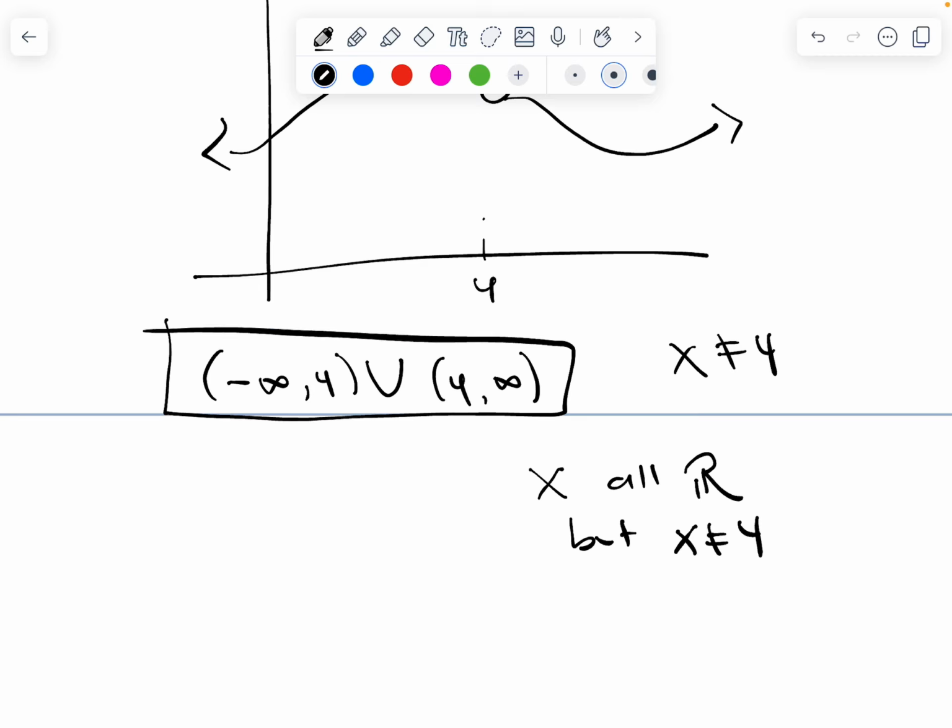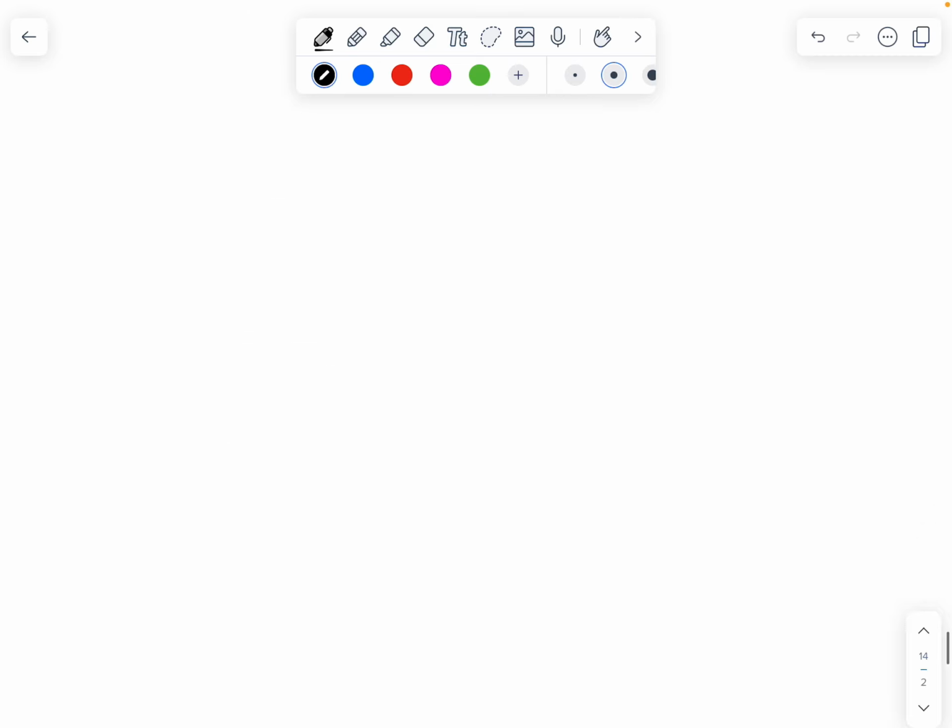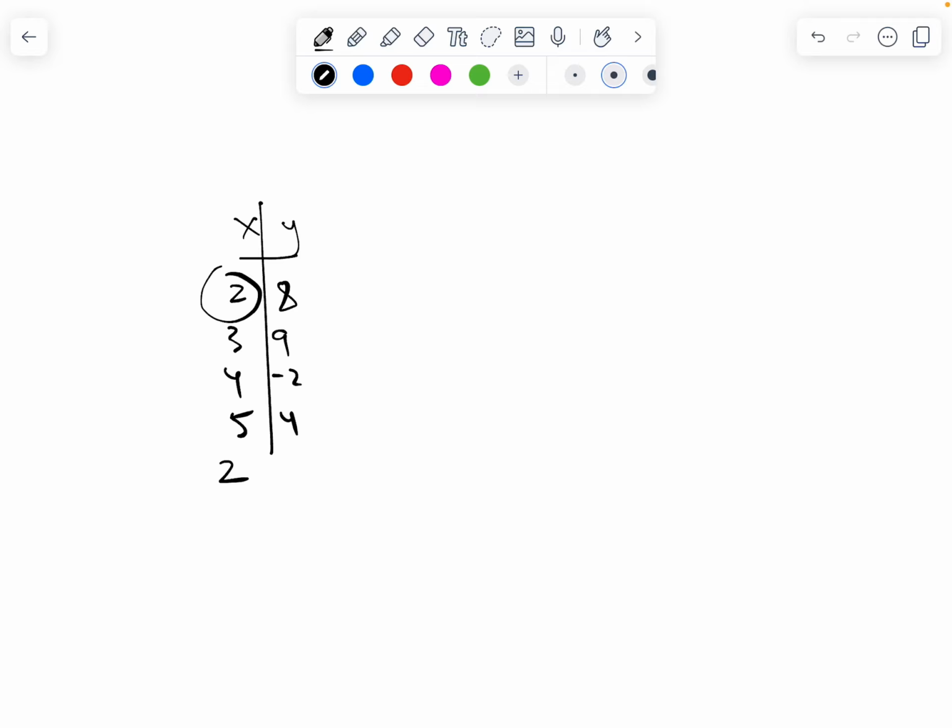Okay, now let's talk about whether something is a function or not a function. So a function is a rule that assigns to every x value 1 and only one y value. So if I have 2 repeated, and now this 2 is going to 7, this is not a function. Let's look at it this way.